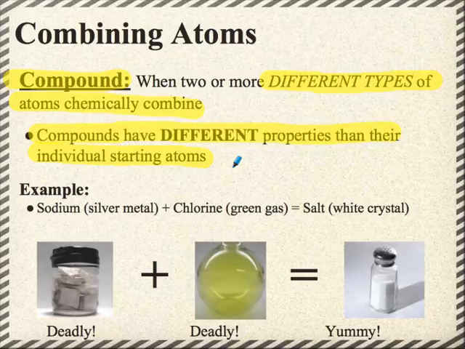And the reason why it's different is because they're chemically combining. When you chemically combine, you're creating another pure substance, and that pure substance is going to act and look very different from its individual parts. All right? So that's that. Now, the big key word, because we're going to talk about molecules next, is that they're different types. This is huge. Different types of atoms. So sodium is one type, chlorine is a different type.